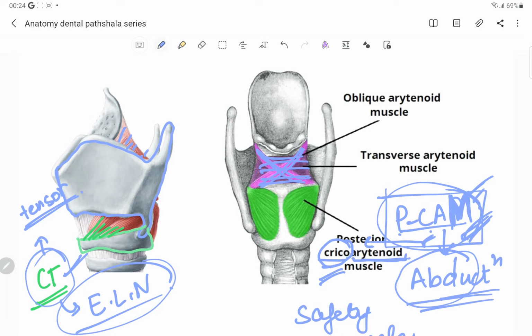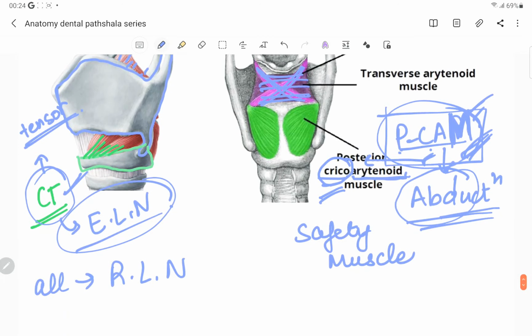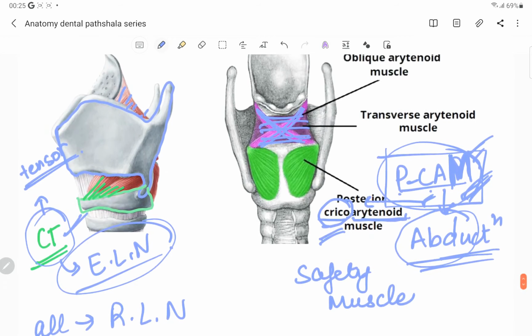And always remember that the CT, the cricothyroid muscle, is the only muscle which is outside the larynx. This is the only muscle which is supplied by the external laryngeal nerve; all the other muscles are supplied by the recurrent laryngeal nerve. And the CT is the tensor of the larynx, or tensor of the vocal cord. It is responsible for the high pitch voice. Posterior cricoarytenoid, PCAM, is responsible for abduction of the vocal cord, which is going to open the vocal cord or open the airway. So this CT, the cricothyroid, is the tensor of the vocal cord, high pitch voice.